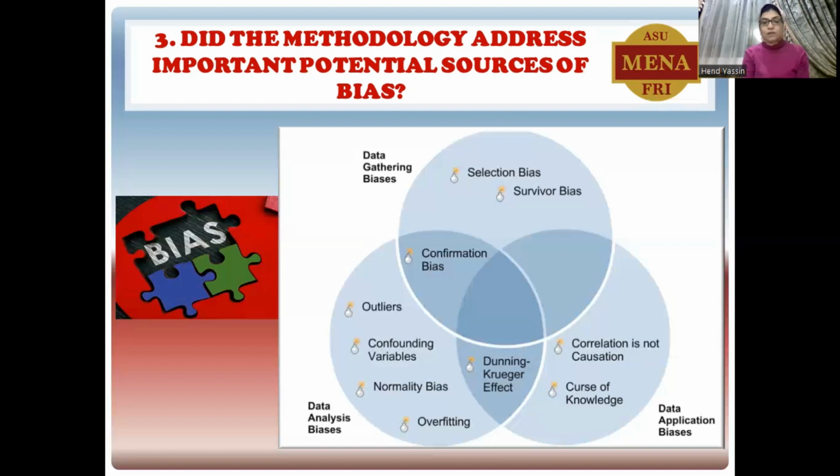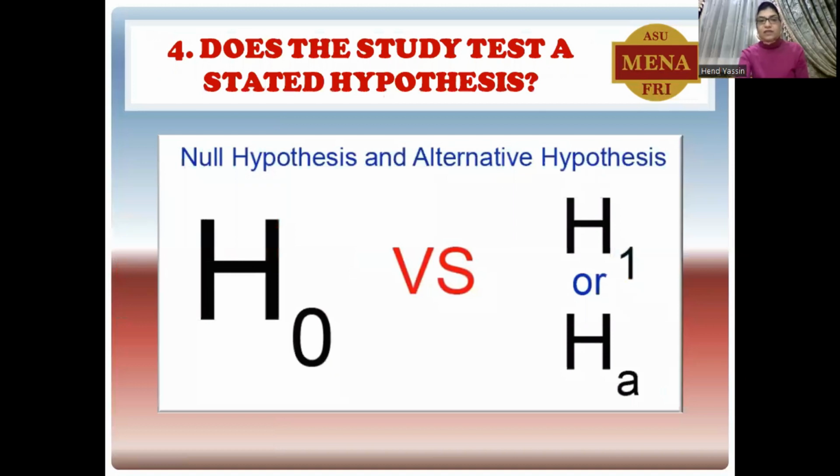However, one of the most common types of bias is selection bias. In selection bias, the bias is introduced by the selection of individuals, groups, or data for analysis in such a way in which proper randomization is not achieved. So the sample is not representative of the population, and this is one of the common types of bias. There are other types of bias, such as survivor bias, recall bias, and others. So we have to check if the methodology addressed important potential sources of bias. This is very important in critical appraisal.